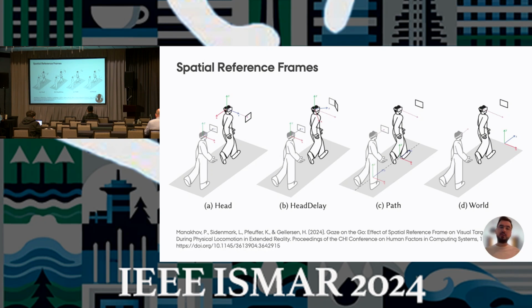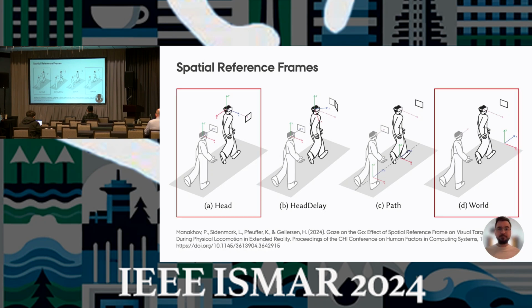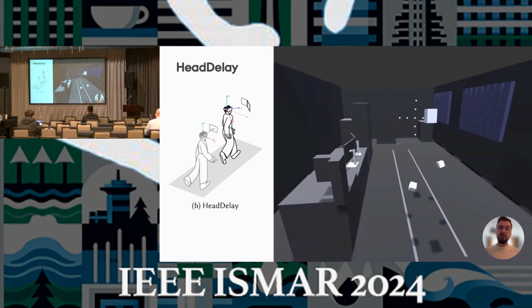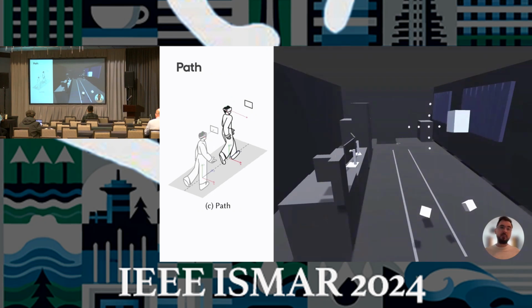The targets were located in 4 different reference frames: head and world, where the targets are fixed relative to the head and surrounding environment respectively; head delay, where the targets are also fixed relative to the head but follow its movement with a delay to simulate inertia effect; and the path reference frame, where the targets are located in front of the user at a fixed height and follow the user's predicted path, which allows them to stay in the middle of the track, effectively ignoring vertical and horizontal oscillations of the head.